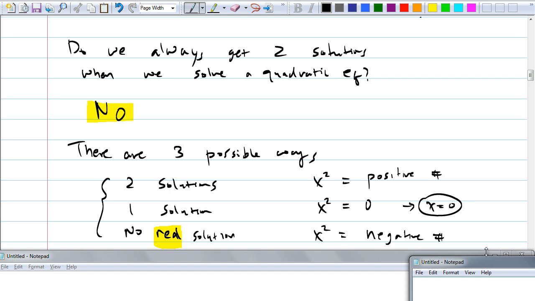So it turns out when you have x squared is equal to positive real number, then you get two solutions. When you have x squared is equal to 0, then you only get one solution. And when you have x squared is equal to negative number, you get no solution. No real solution.